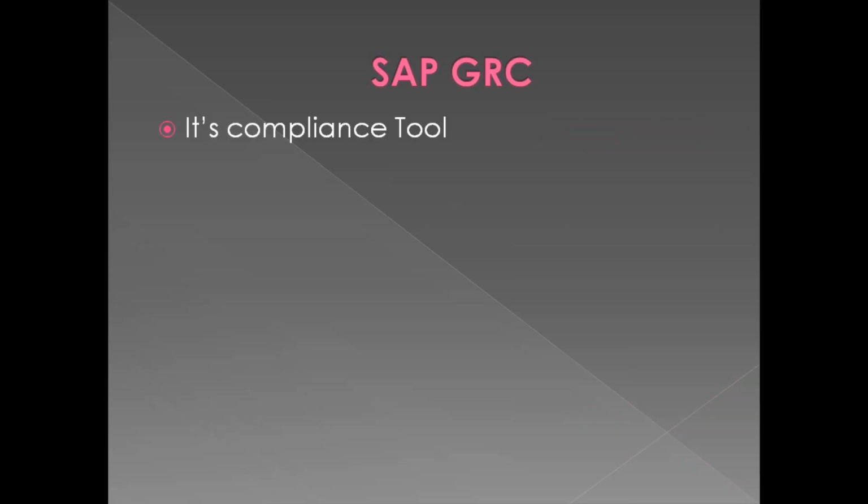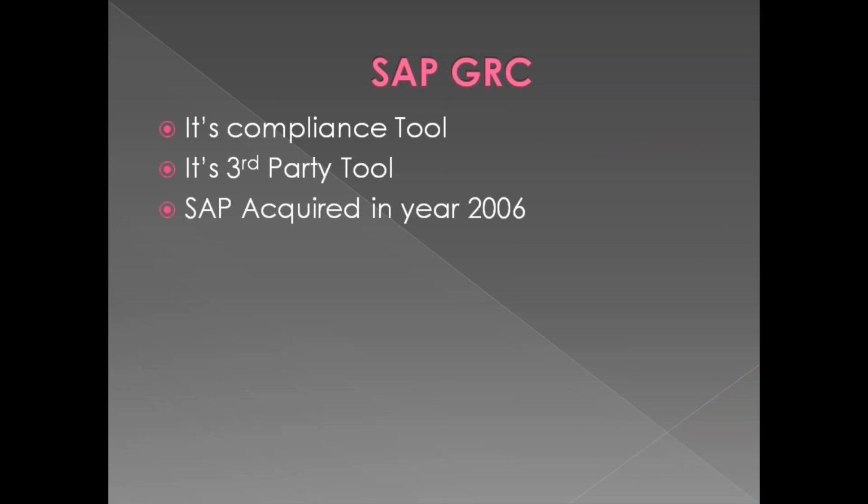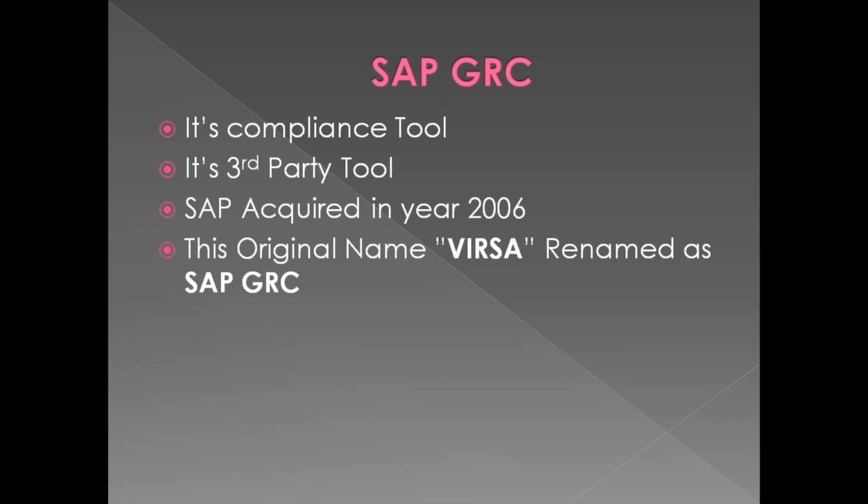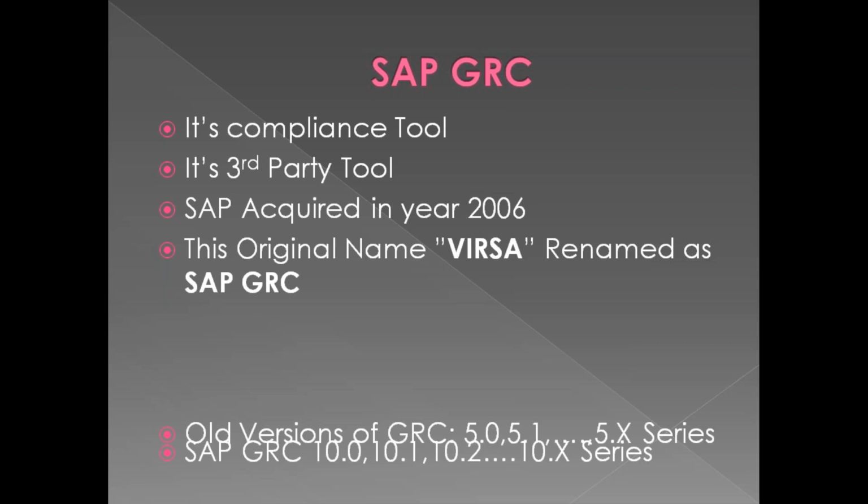SAP acquired it in 2006. The original name of GRC before SAP acquired it was Virsa, and SAP renamed it SAP GRC. Let's discuss the old versions: SAP GRC 5.0, 5.1, the 5.x series, and some other versions, the 10.x series. So we can call them the 5.x series and the 10.x series.